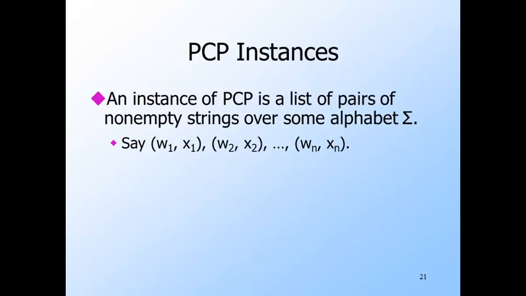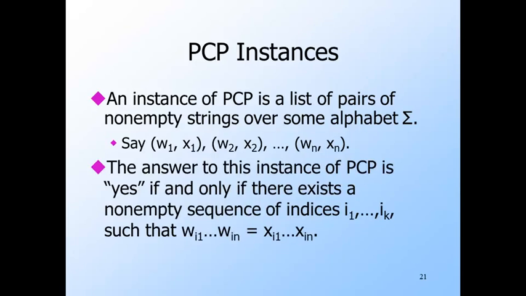An instance of PCP is a list of corresponding strings. That is, a list of pairs of strings over some particular alphabet sigma. The instance has some number of pairs, say n. The first pair is w1, x1, the second is w2, x2, and so on. None of these strings can be the empty string.